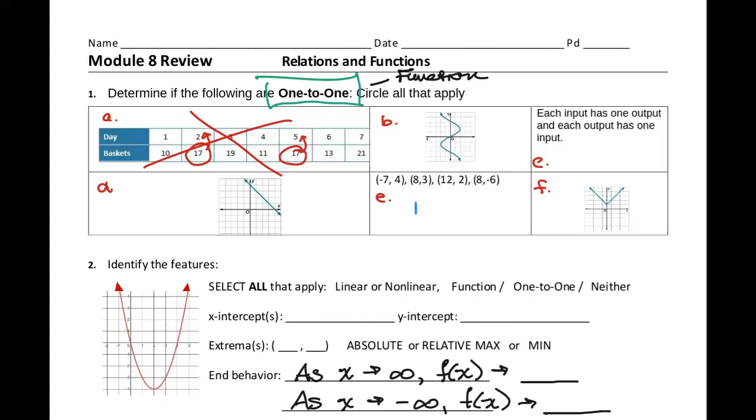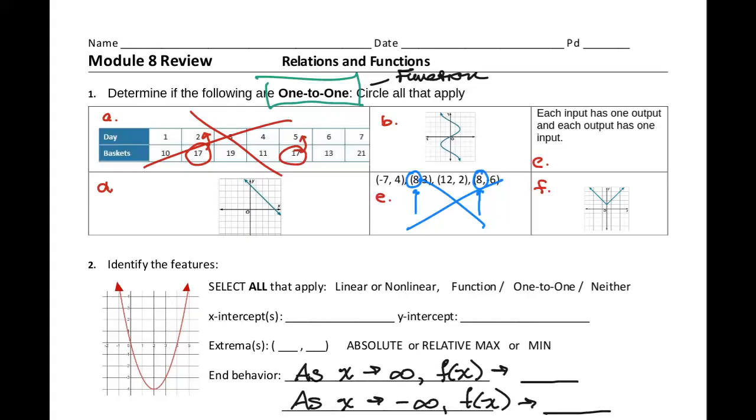So you got to look at your x values first. And I do see we have an 8 going to 3, and we have an 8 going to -6. Okay, so it has to be a function first. So this one is not going to be one-to-one. Does that make sense now? Does everybody see that? Yeah, you got to check. It has to be a function first. All right, how about another one?